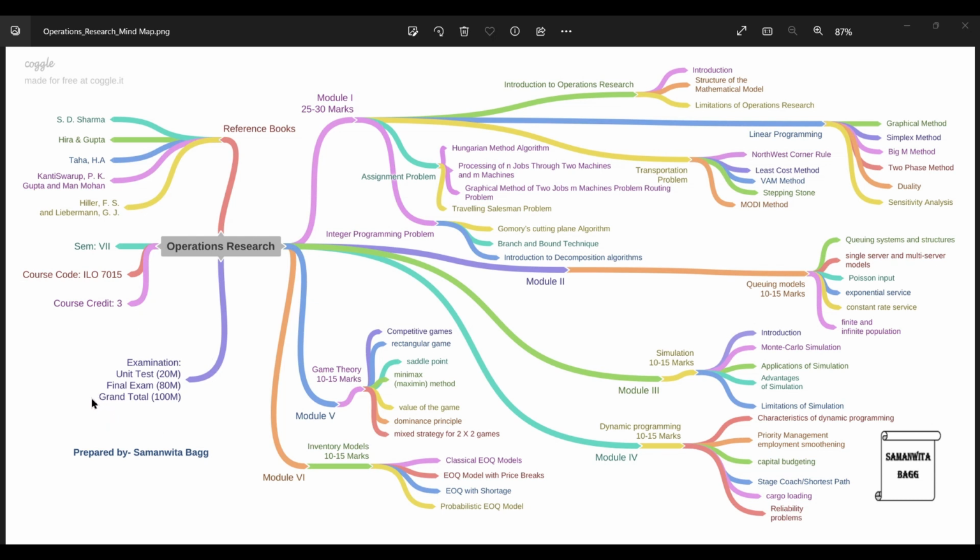And what is the examination pattern? That's most important. There will be a unit test of 20 marks. There will be two unit tests, in fact. So the average will be taken out of the 20 mark test. And there's a final exam of 80 marks. And this sums up to 100 marks. There is no term work for this subject. It is just a theory paper which you have to attend.